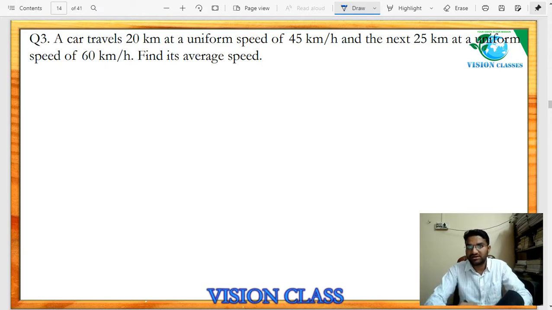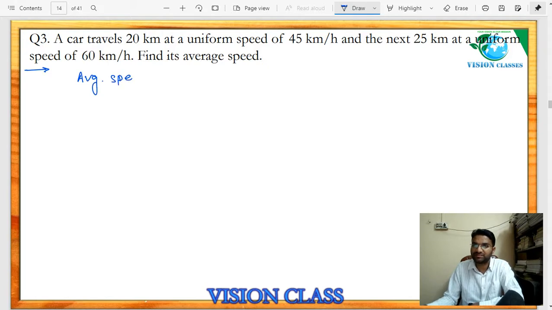Now we'll move on to the next question. A car travels 20 kilometer at a uniform speed of 45 kilometer per hour, and next 25 kilometer at a uniform speed of 60 kilometer per hour. Find the average speed. We learned the concept of average speed also. So what is the formula for average speed? Average speed is equal to total distance covered over total time taken.